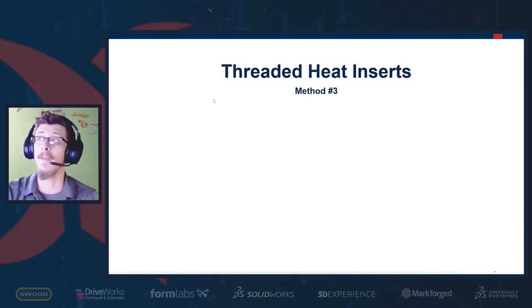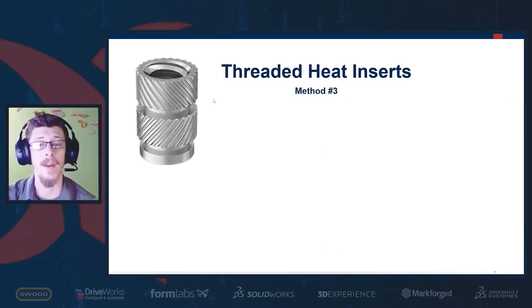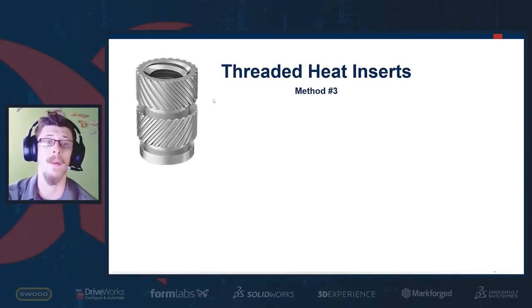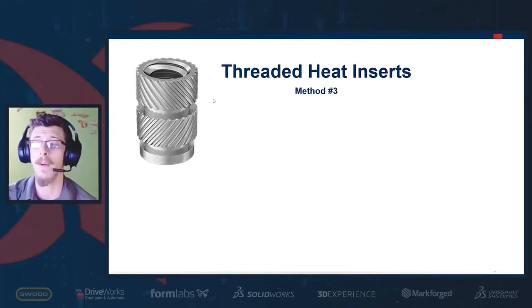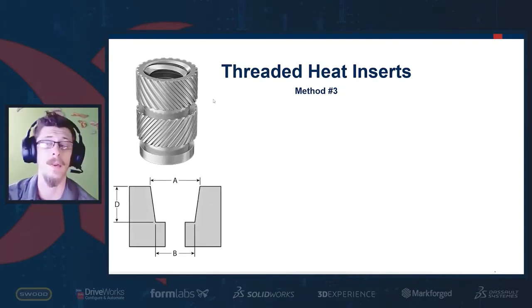Method number 3 is threaded heat inserts. Again, you can find these on many online retailers and suppliers. Just make sure that they are for plastic injection molded parts, or better yet, if they're suited for 3D printing. As far as tolerances and how to insert these, you would always want to follow the manufacturer recommendations and instructions, because the tolerances are usually unique to the build of the threaded insert.